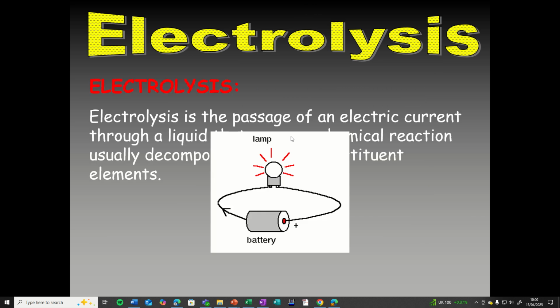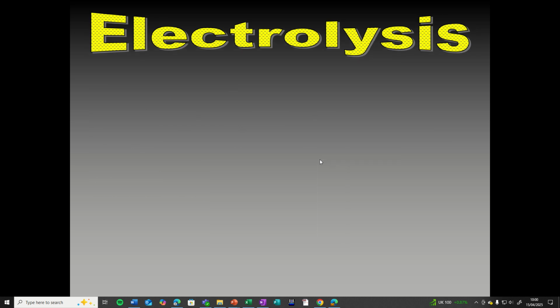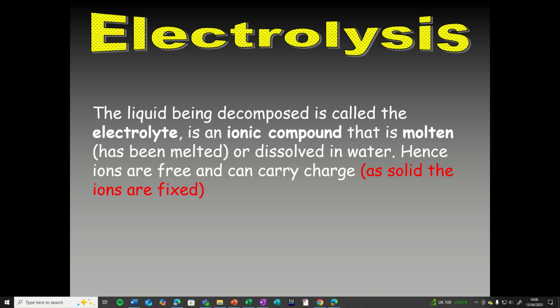So electrolysis, the passage of an electric current through that liquid, causes it to decompose. Right, the liquid being decomposed is called the electrolyte. Again, that's something that you have to know. It's an ionic compound. Okay, and again, we've already said it's molten or dissolved in water so that those ions are free to move and they can carry charge. That would be your definition of an electrolyte, and it's your definition, or your explanation, as to why that electrolyte has to be either molten or dissolved in water.